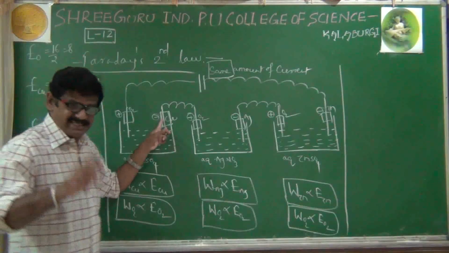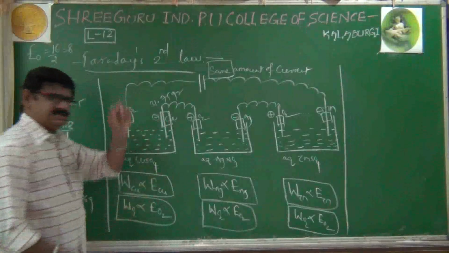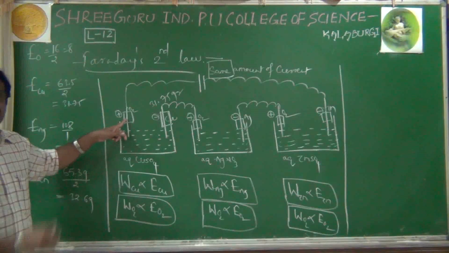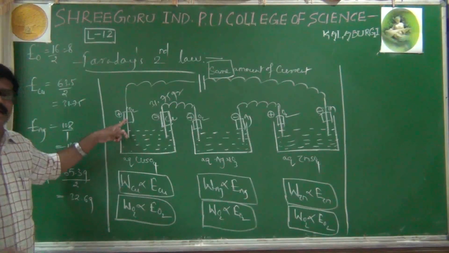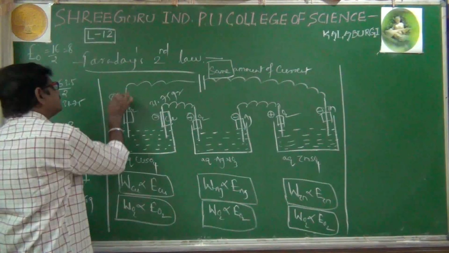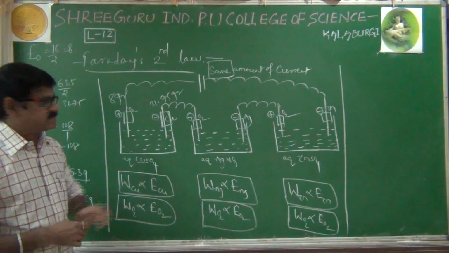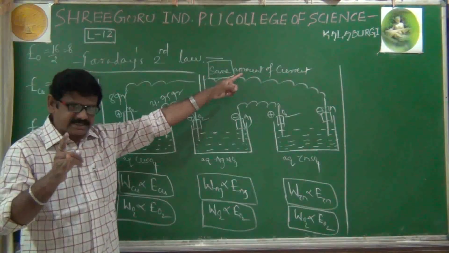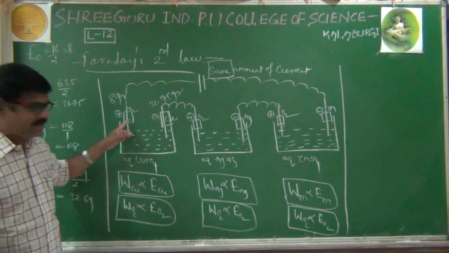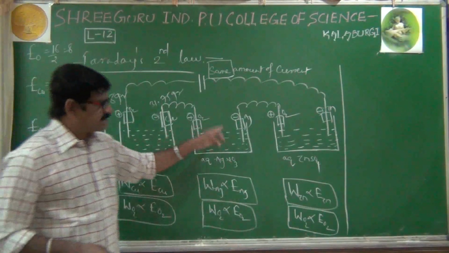That means 31.75 grams of copper is deposited at the cathode. What about the anode? At the anode, oxygen is liberating. How much oxygen is liberating? Again, it is its equivalent mass only. The equivalent mass of oxygen is 8 grams. So 8 grams of oxygen is liberated in the first container. That's why when the same amount of current is passed, the amount of substance deposited or liberated will be equal to their equivalent masses.